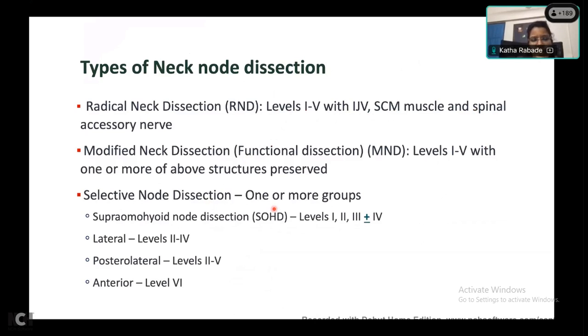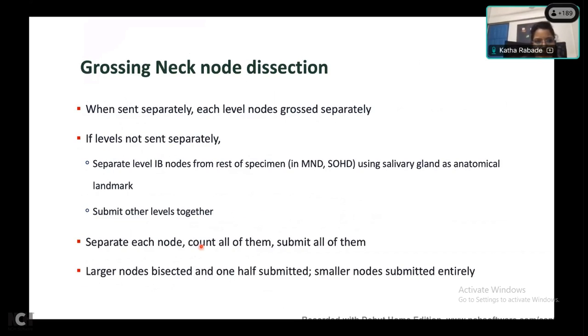Selective neck dissection is when one or more groups of these nodes are removed, like a supraomohyoid neck dissection would include level 1 to 3 with or without level 4. Lateral neck dissections would be from level 2 to 4. Posterolateral will be from 2 to 5, and anterior neck dissection, which is done in thyroid tumors, will be level 6, which is central compartment.